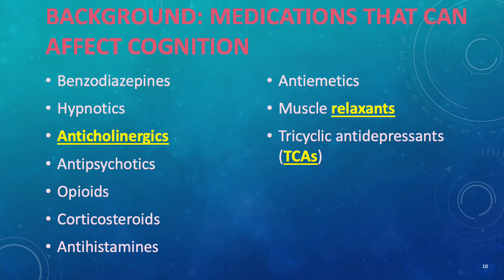This may lead to stroke or other cerebrovascular events that can be very dangerous. Also, muscle relaxants can cause CNS effects, and TCAs can cause cognitive impairment and confusion because remember, they also have anticholinergic effects. So this list is not everything that can cause cognition issues, but it is a pretty good list of common medications that geriatric patients might use.